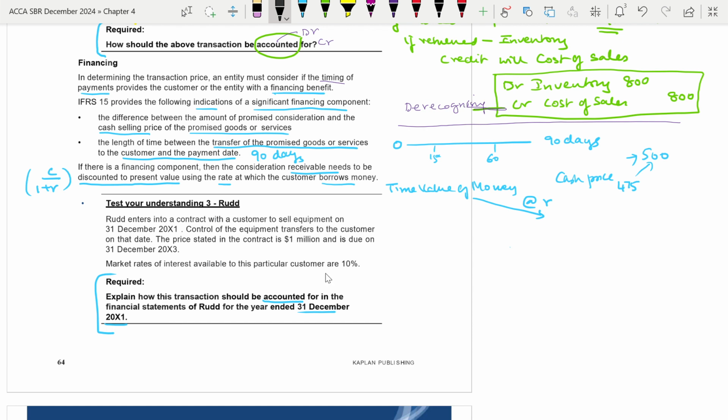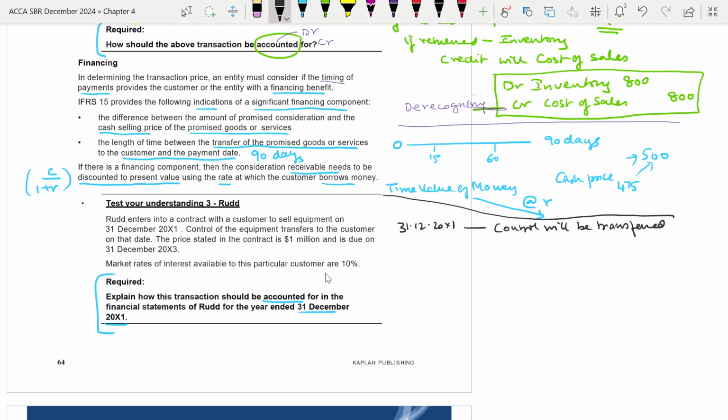Write down beside it. I will make it a point that for every note and every question solution, I will write. See the things. Red enters into a contract with the customer to sell equipment on 31st December 2001. Control of the equipment will be transferred on the same date. Is it right? Control will be transferred.